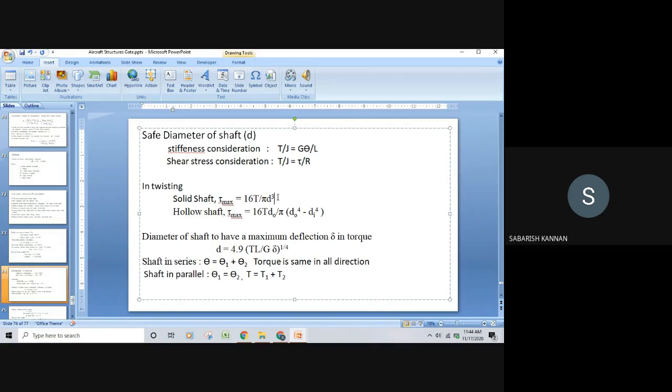For the hollow shaft, tau max is 16 T d naught divided by pi times d naught power 4 minus di power 4. d naught is the outer diameter and di is the internal diameter. For the diameter of the shaft to have a maximum deflection del under torque: when the torque is applied to the shaft, how do we find the diameter? The diameter is d equal to 4.9 TL divided by G del, whole power 1 by 4.